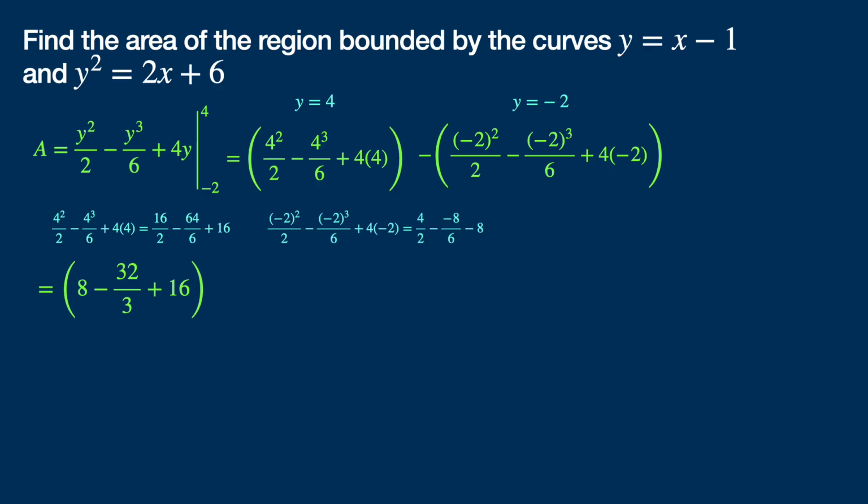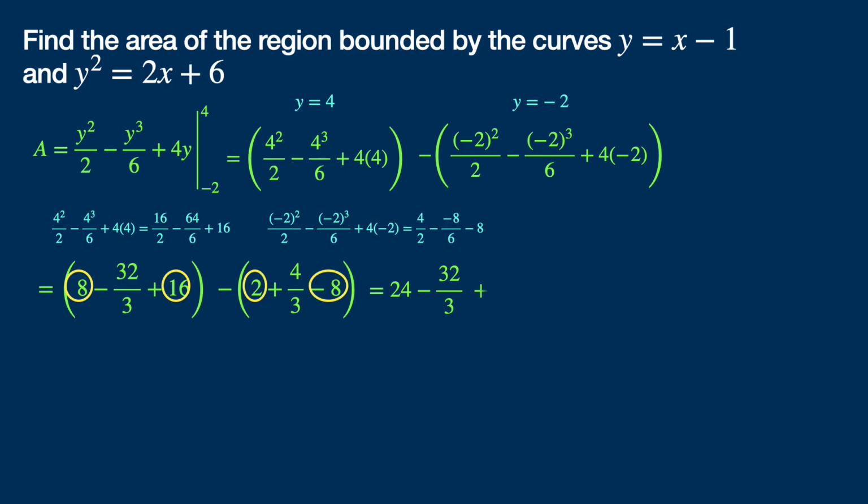The second parenthesis is going to be: negative 2 squared is 4, 4 over 2. Negative 2 cubed is negative 8 over 6. 4 times negative 2 is negative 8. So 4 divided by 2 is 2. Negative, negative, positive, simplify 4 over 3 minus 8. So now 8 and 16 is going to be 24 minus 32 over 3.